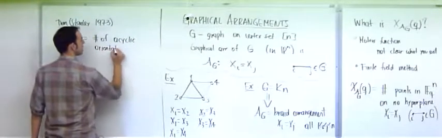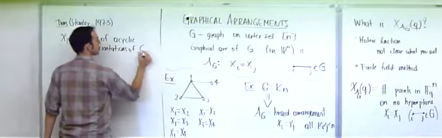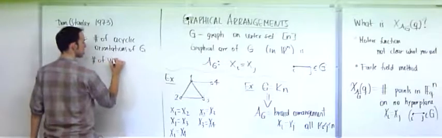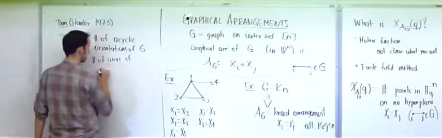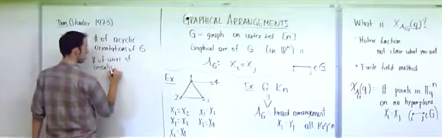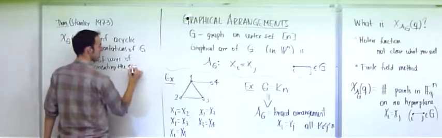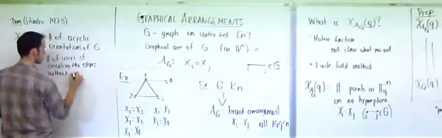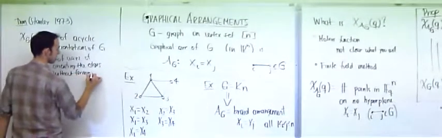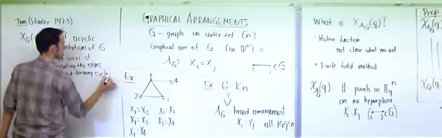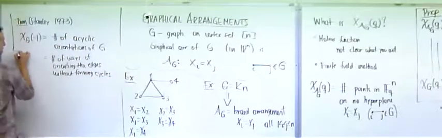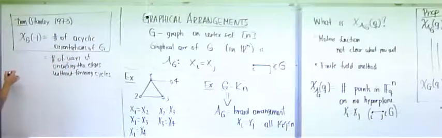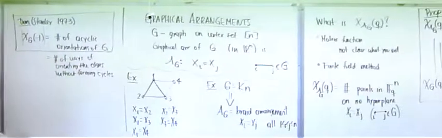And an acyclic orientation is a way of orienting the edges of the graph without forming any cycles. And I should put an absolute value here. Okay.